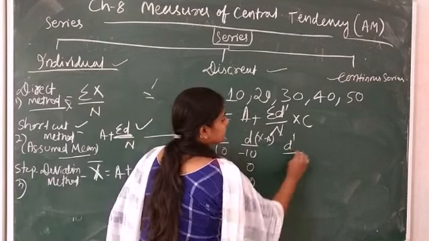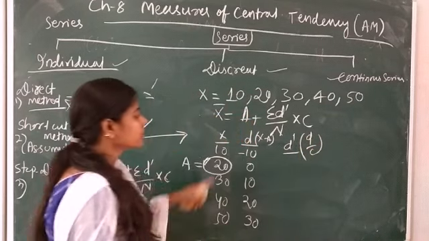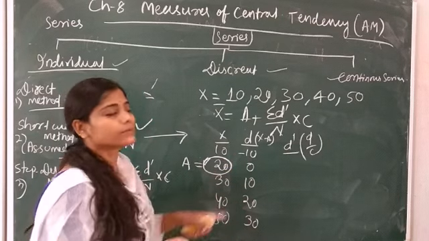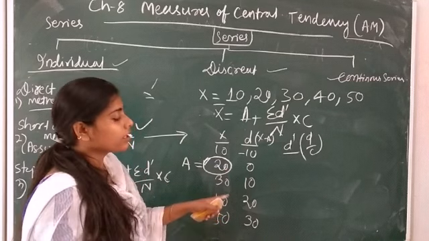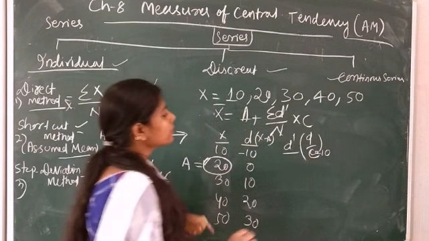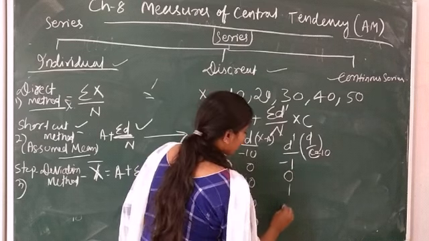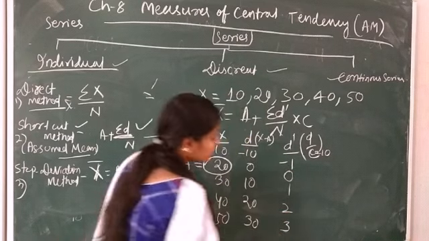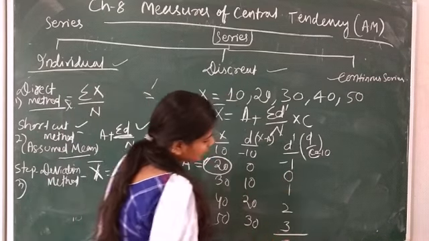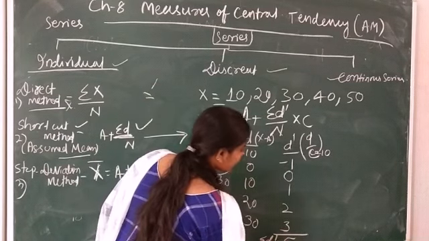Now calculate d dash. d dash equals d by c. Here we take c so that it is divisible into all the items of d, and here the one common divisor is 10. So minus 10 by 10 equals minus 1, then 0, 1, 2, 3. Now we sum all the d dash: the 1 and minus 1 cancel, so the summation of d dash equals 5.